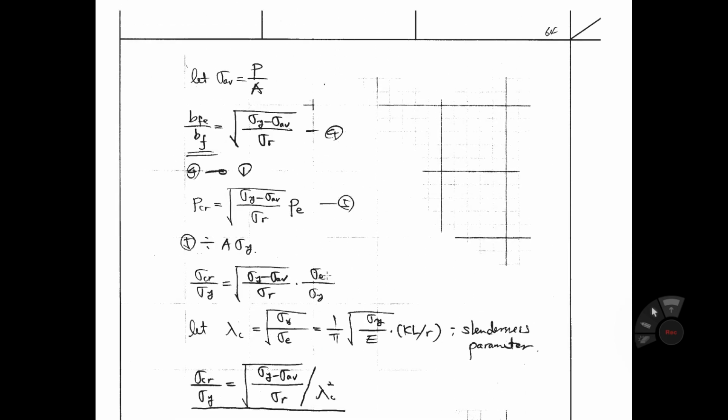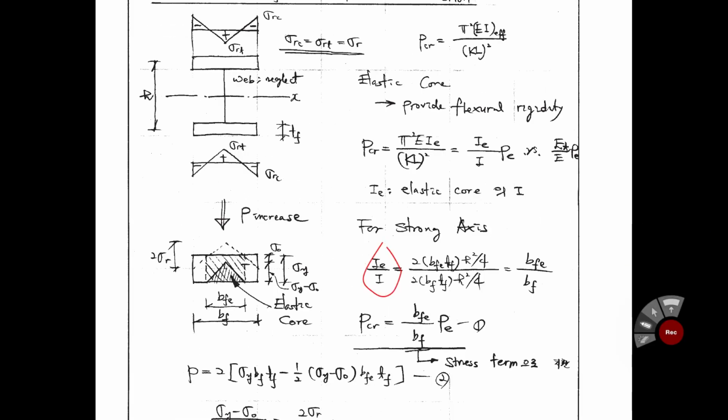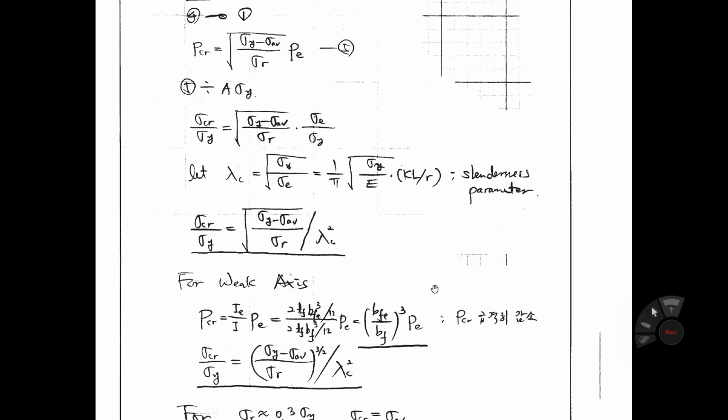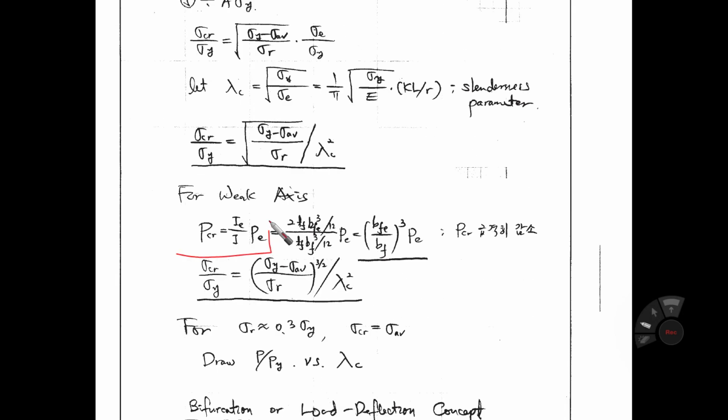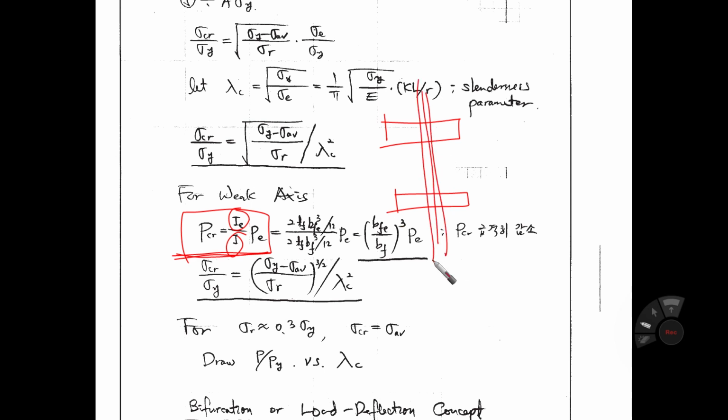In strong axis, you calculate IE. This I is calculated against this strong axis, right? Then if you calculate the weak axis, you have to calculate against this axis. Then in weak axis, this PCR equation is identical. IE over I, PE. The basic equation is identical regardless of whether it is strong axis or weak axis. But the calculation of IE and I is different, right? Because here, weak axis, this is weak axis. You have to calculate the I against this axis, right?